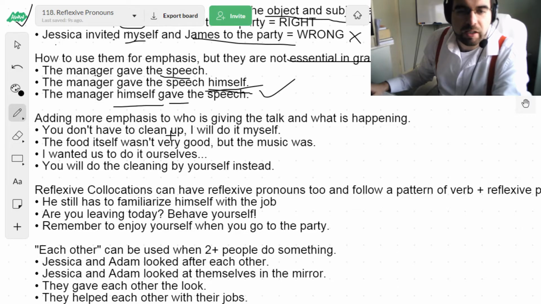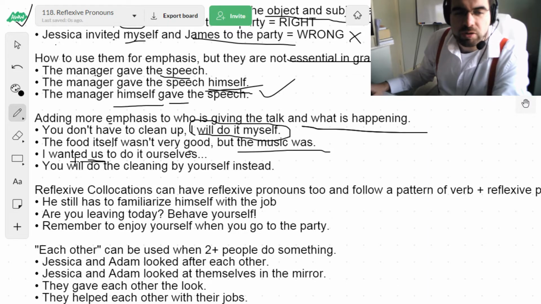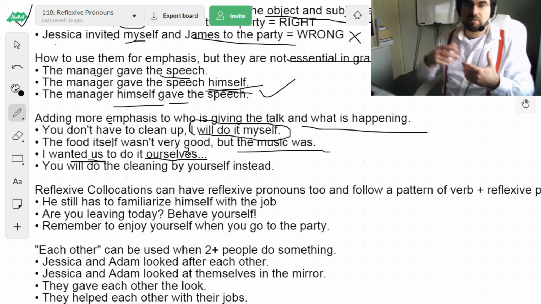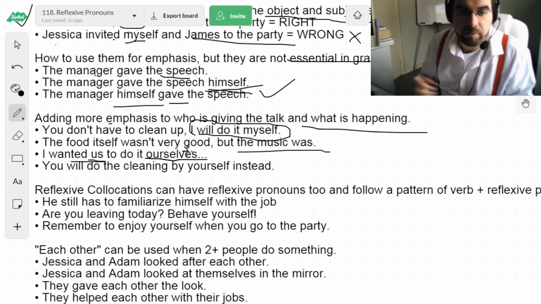You don't have to clean up. I'll do it myself. The food itself wasn't very good, but the music was. Adding more emphasis to who is giving the talk and what's happening. I wanted us to do it ourselves. I wanted us to do it together. I wanted us to do it ourselves together.